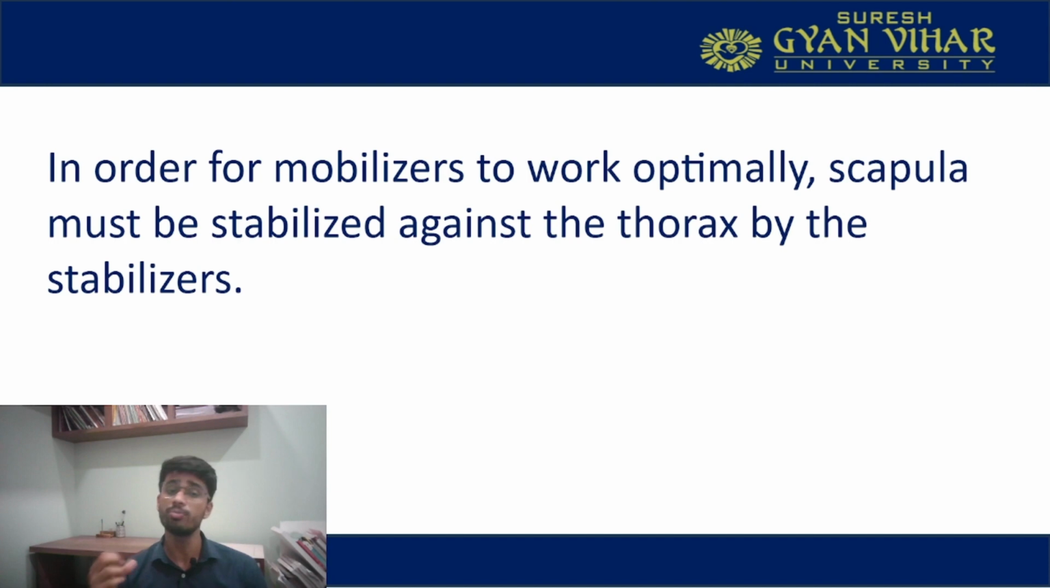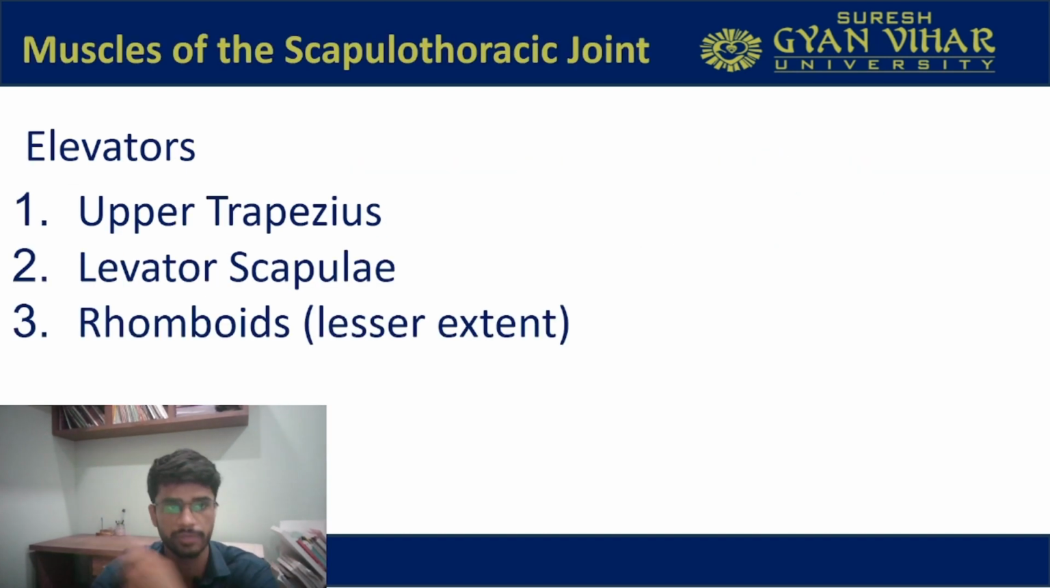Now in order for mobilizers to work optimally, the scapula must be stabilized against the thorax by the stabilizers. Both the muscles have an important function, your stabilizers also, your mobilizers also. If mobilizers have to work, then your scapula must be stabilized. And how is the scapula stabilized? By the help of the stabilizer muscles, which is your proximal stabilizer.